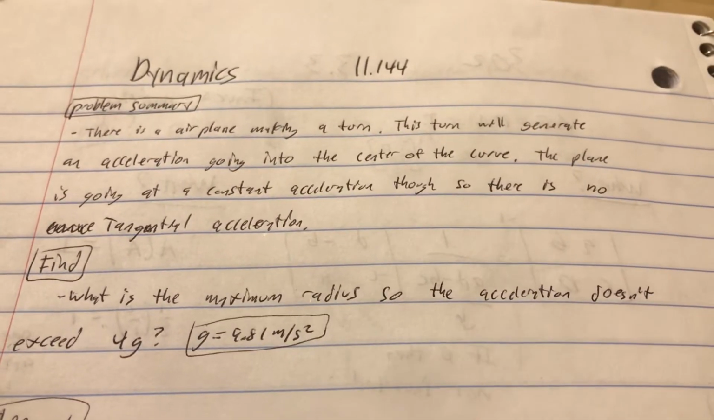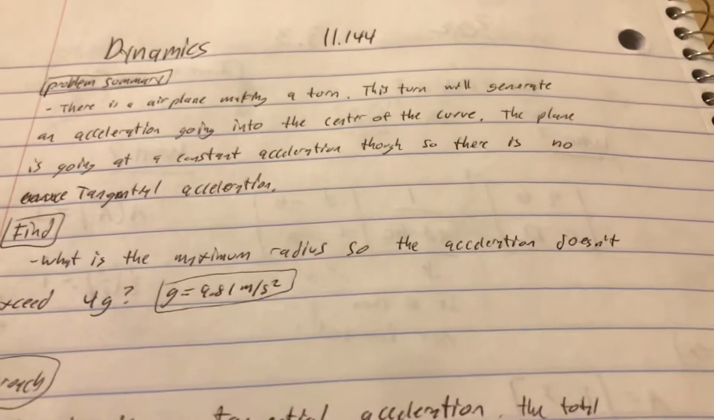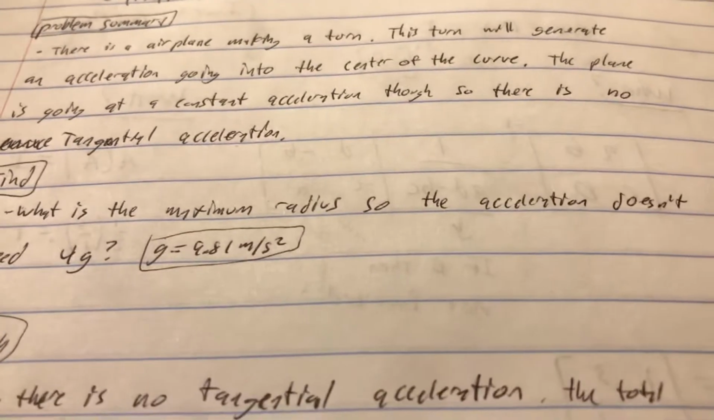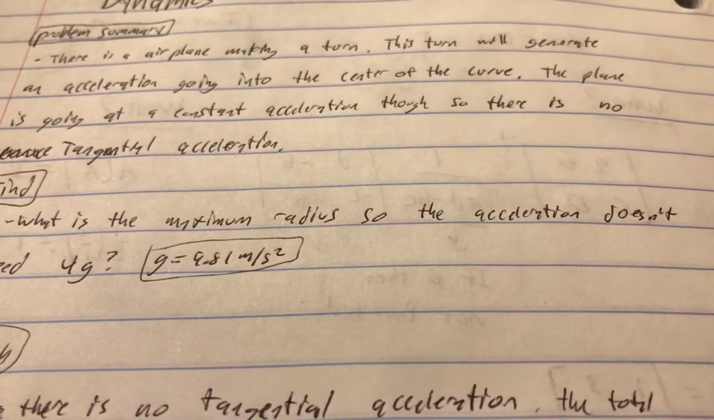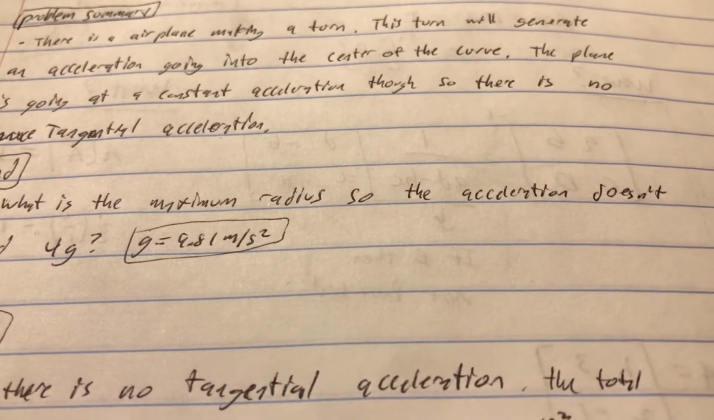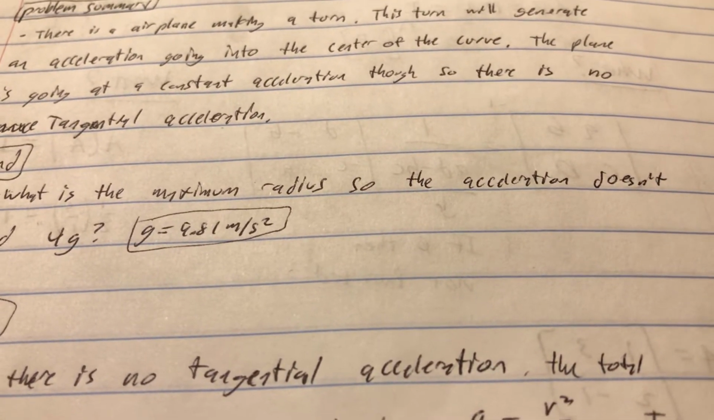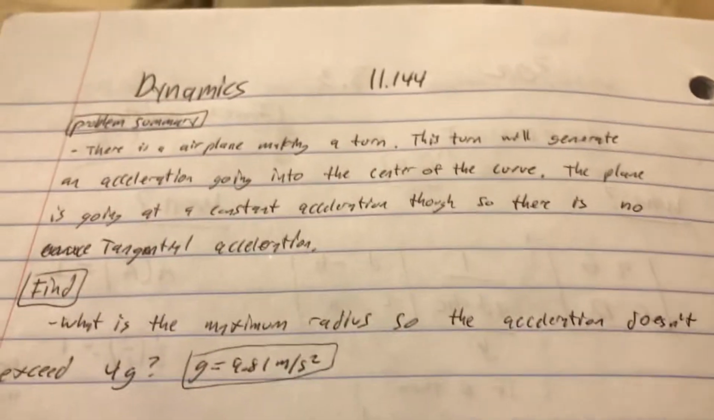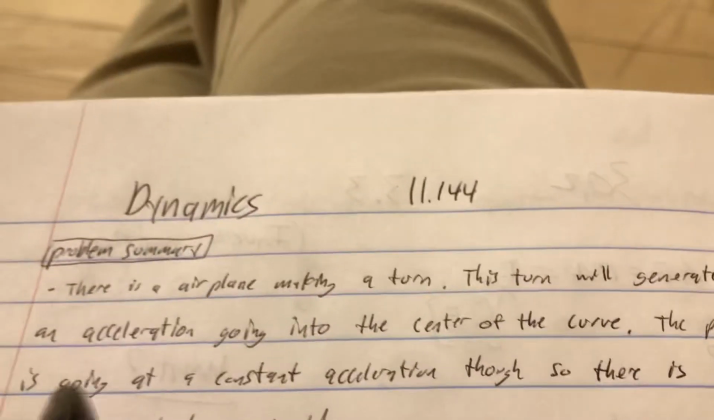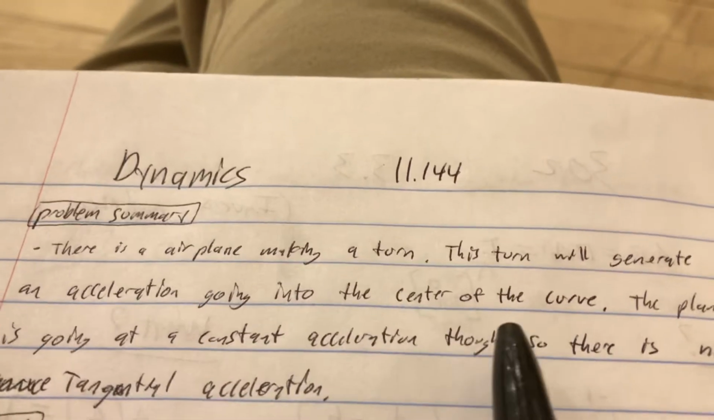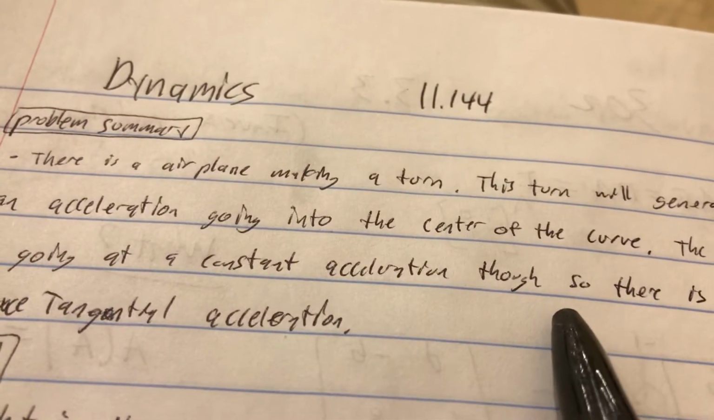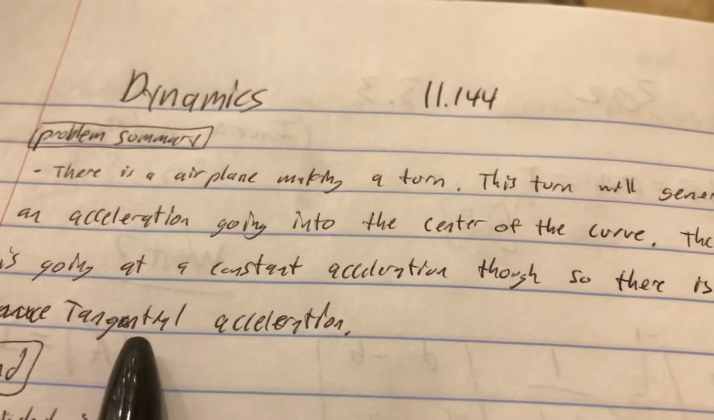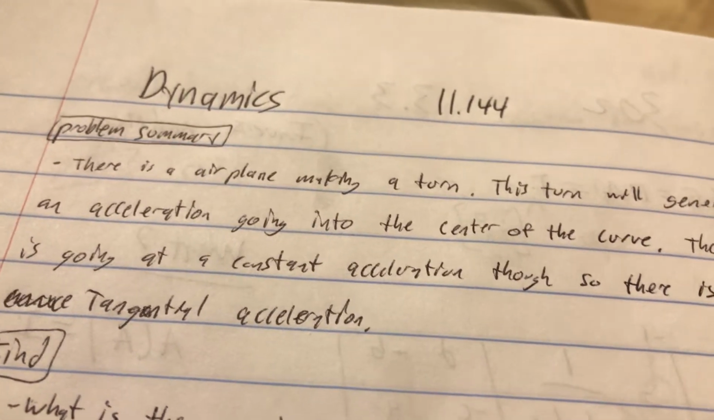So this plane is taking a turn, it's like banking in the air, and so it has a curved path. And naturally, because it has a curved path, there's a normal acceleration going to the center of the curve. So that was the gist of the problem. It's going at a constant velocity though, which is given. And so there's no tangential acceleration, okay?